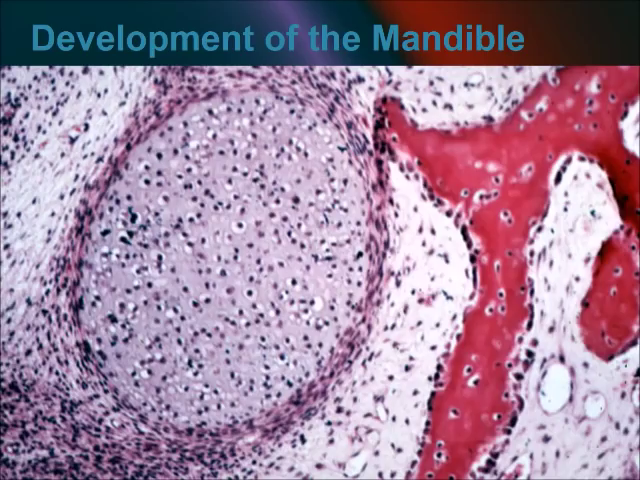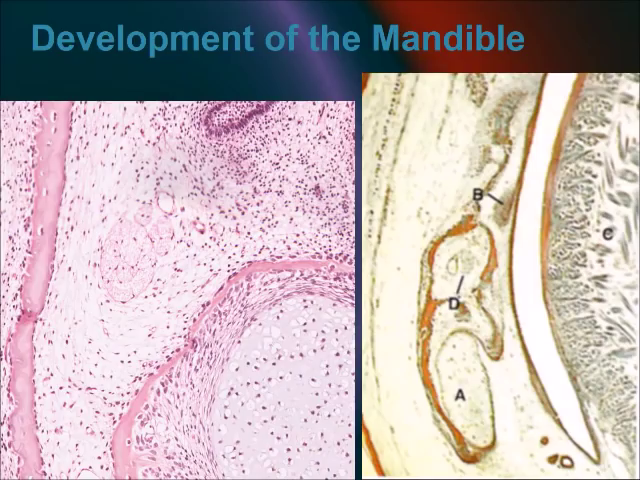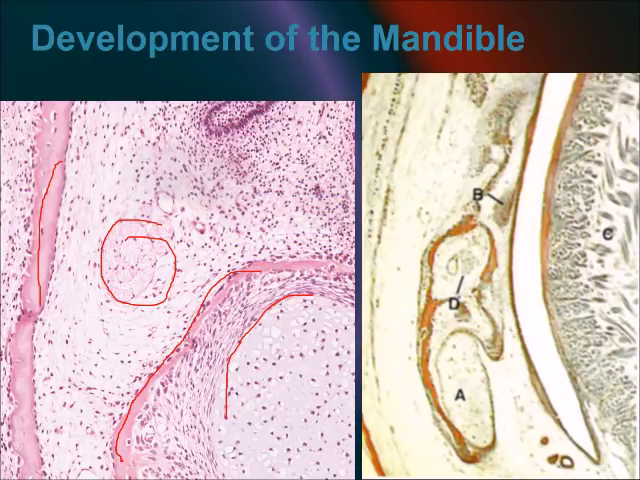You can see here Meckel's cartilage, chondrocytes, and the chondroblasts. Chondrocytes in the center, chondroblasts at the periphery, and you can identify the alveolar bone. By moving forward more, you can see the neurovascular bundle, bone formation as 2 plates around the neurovascular bundle, and here you can see the Meckel's cartilage, and this is the tooth germ.